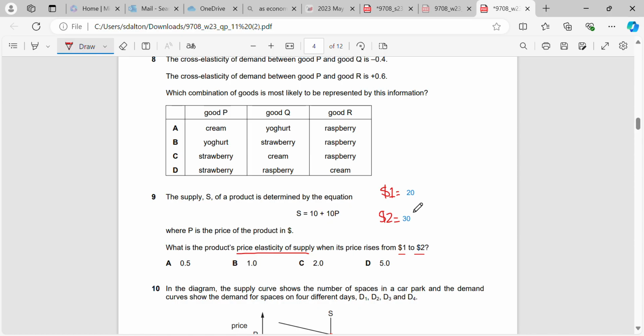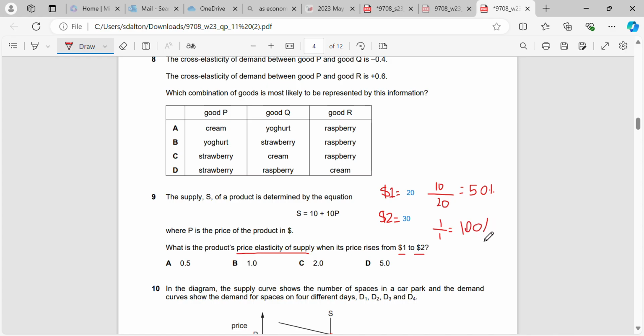Our percentage change in QS, sorry. So our percentage change in quantity supplied, our new quantity supplied is 30, our old quantity supplied is 20. So our change is going to be 10 over 20, which is going to be 50% change. Right? Now our change in price, we've gone from $1 to $2. So 1 over 1 is going to be a change in price of 100%. Our price has essentially doubled, right?